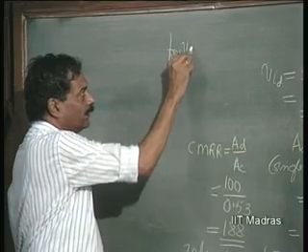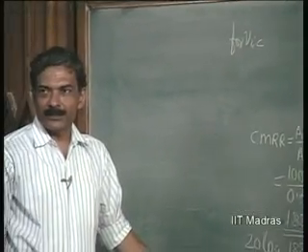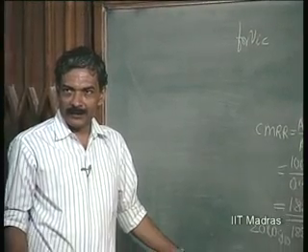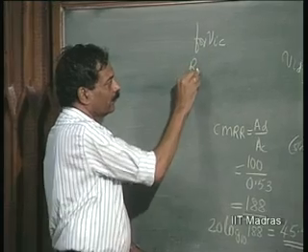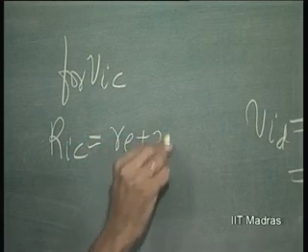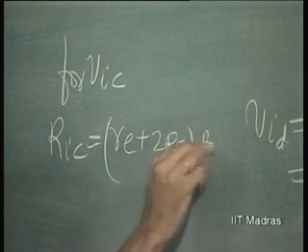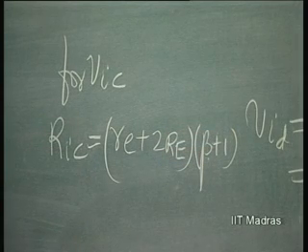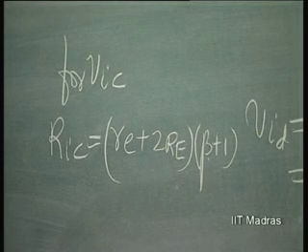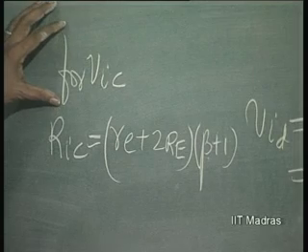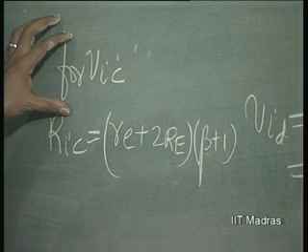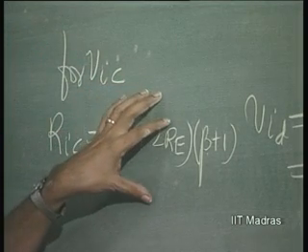Next, for VIC, it is again two individual stages with RE plus 2 RE in the emitter lead. So, input impedance is going to be RE plus 2 RE into beta plus 1. This is for VIC. Is this clear? That means one amplifier is going to feel this much input impedance, another amplifier is also going to feel the same input impedance.